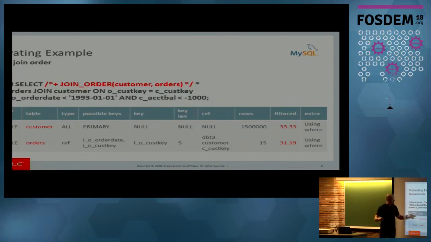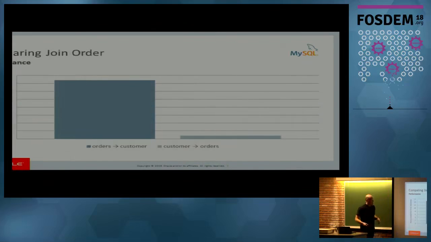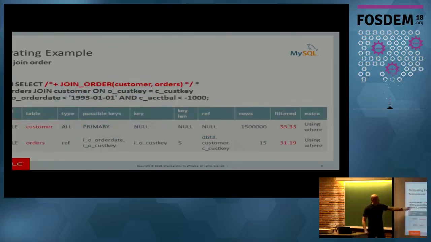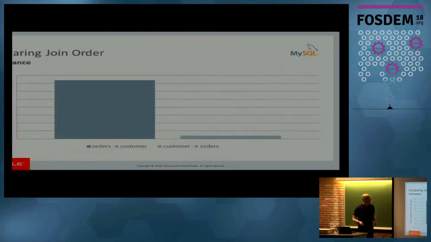What I see when I execute these queries is that if I switch the join order, it's much faster. It goes from 15 seconds to 1 second. The reason for that is that there is no customer that has an account balance of less than minus 1,000. So if you do this order, you will scan through the entire customer table, you will find nothing, and there will be no lookups into the orders table. But the optimizer is not able to know that, because it does not have any information about the selectivity of this condition. And that is where histograms come in.